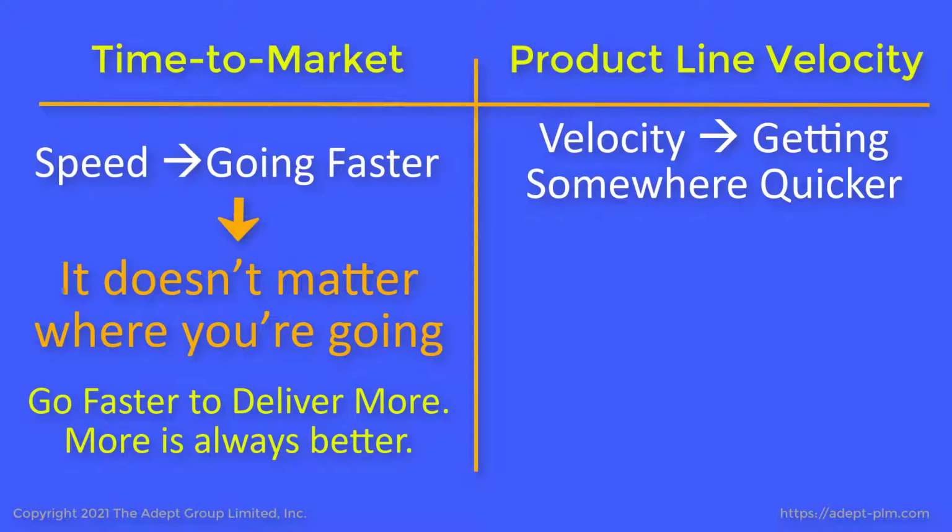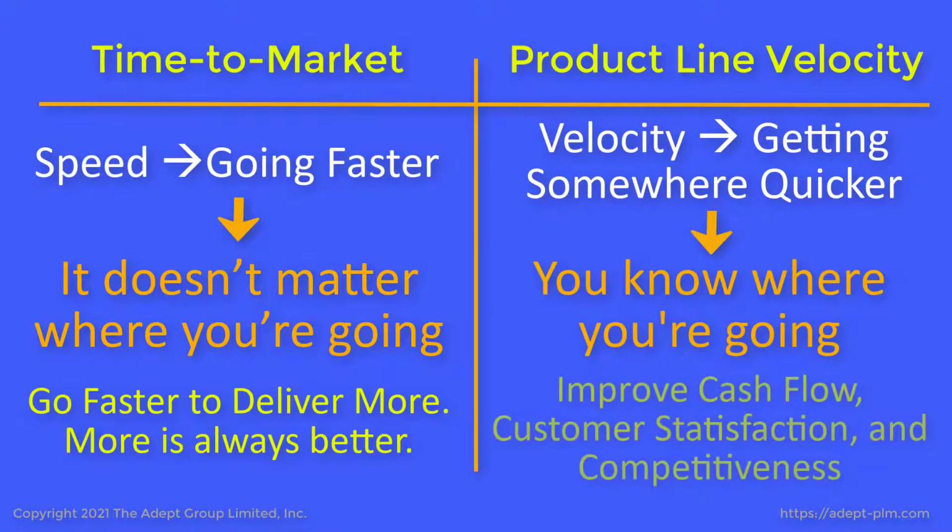Product line velocity pushes directly on making improvement to the line's cash flow, customer satisfaction, and competitive position. It's not hoping for an indirect benefit from development speed. In practice, velocity takes into account the very nature of the ideas and the products, not just how fast you can develop them. Teams set up these direct improvements by embedding them into objectives and key results, often called OKRs.